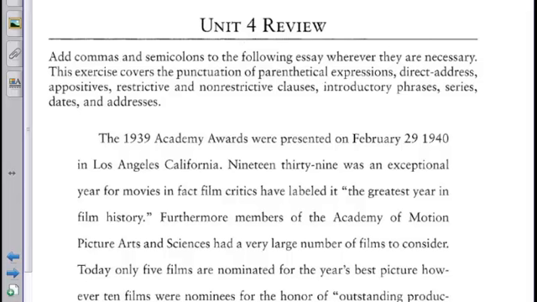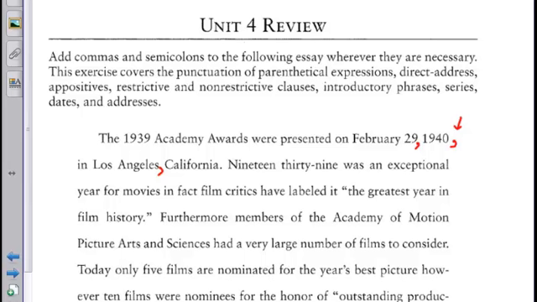Remember, with dates, we need to put a comma after each piece in the date, including the last one. So February 29th, comma, and then 1940, comma. And that comma after 1940, that's the one that's probably the most likely one for us to maybe mistake or forget. We also need a comma on this address between Los Angeles and California.